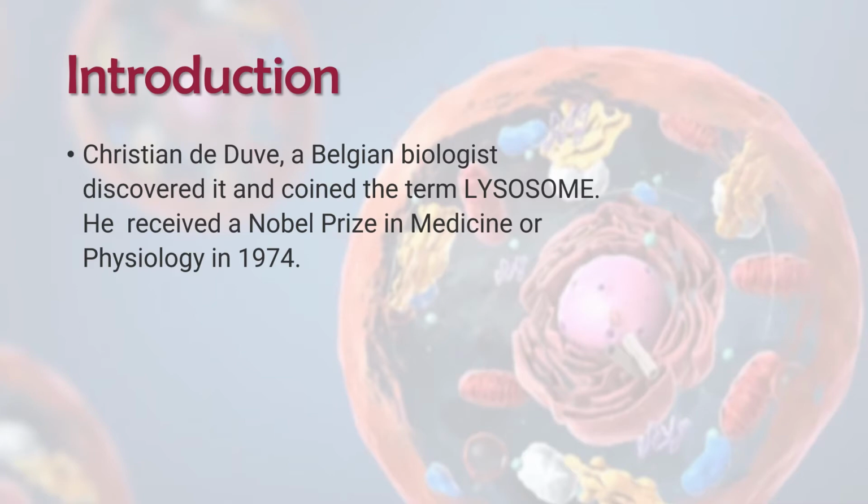Christian de Duve, a Belgian biologist, discovered it and coined the term lysosomes. He received a Nobel Prize in Medicine or Physiology in 1974. So Christian de Duve is the Belgian biologist that discovered the lysosomes, and he also received the Nobel Prize in Medicine or Physiology in 1974. So this is all about the background or the history behind the lysosomes.